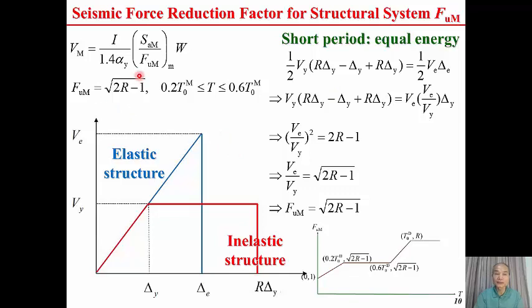And how do we get the value square root of 2R minus 1? Here are two structures. One is the elastic structure in blue. The other is the inelastic structure. Here is the force displacement relationship under the maximum considered earthquake. For the elastic structure, the force varies linearly with the displacement delta. The maximum force is VE, and the maximum displacement is delta E.